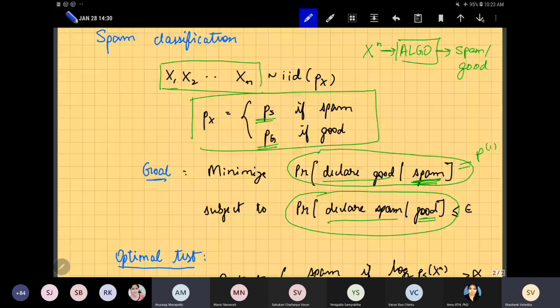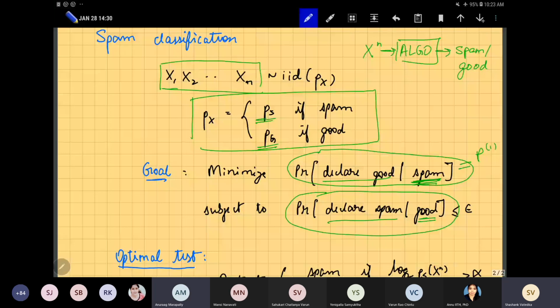Declare everything as good. Sorry, can you repeat? I'm sorry, are you subjecting the second condition also, or you're just asking can we make the first one zero? No, I just want the first one to be 0. I want the probability that I wrongly declare something to be good, given that it is a spam email, to be 0. Can I make that? Yeah. Can I do that?